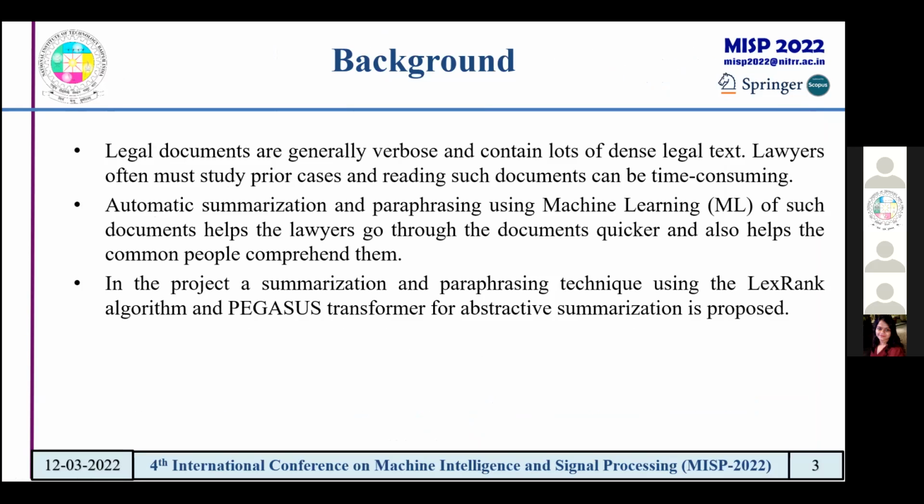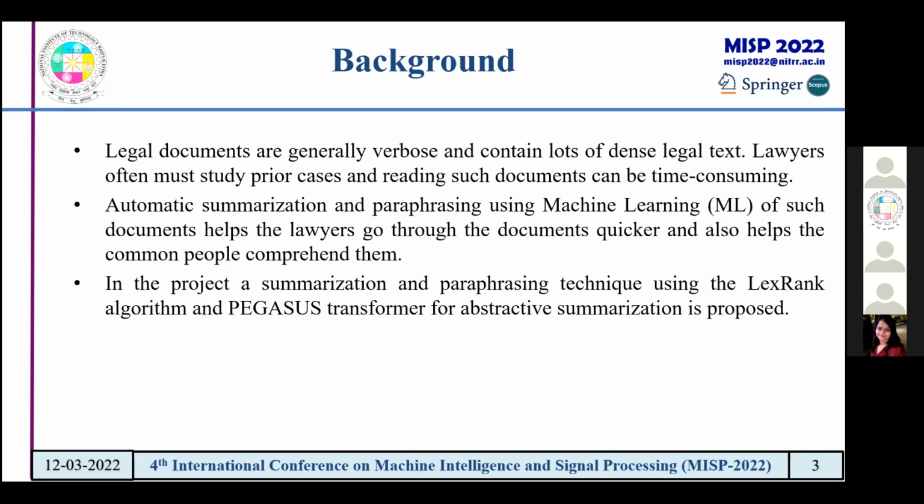So summarizing and paraphrasing of such documents using machine learning has been a new topic of relevance, which will help the lawyers go through the documents quicker, and that can also help the common people comprehend these documents, because these documents are so complex that if some common person wants to read them, they will not understand anything. But using a simplified document, they can understand it. So in this project, we propose a technique using the LexRank and Pegasus transformer for abstractive summarization.